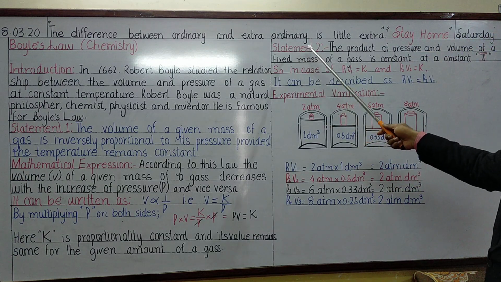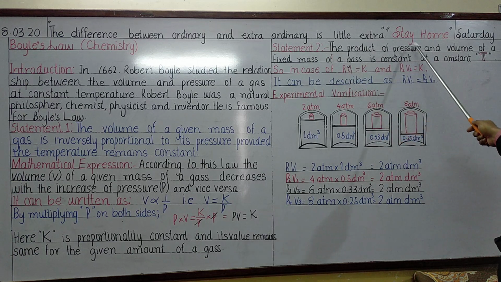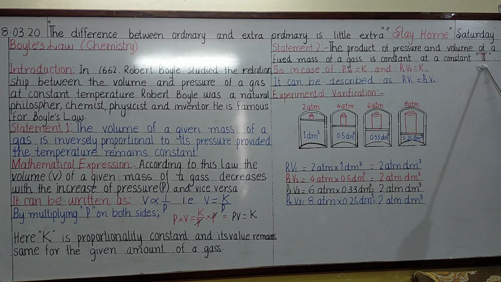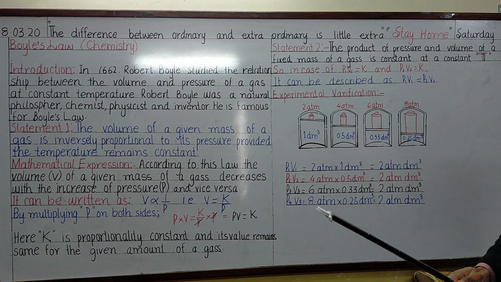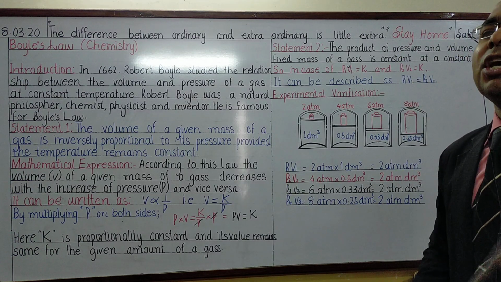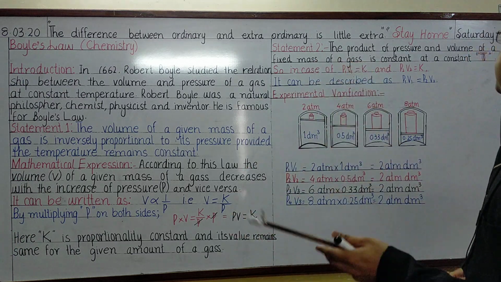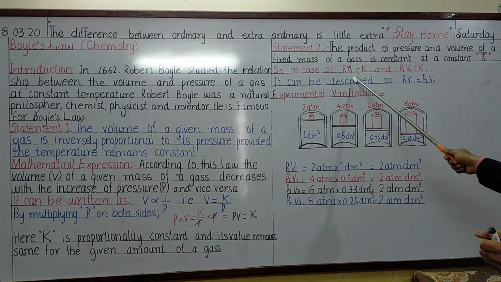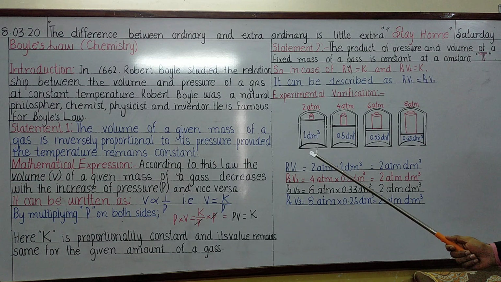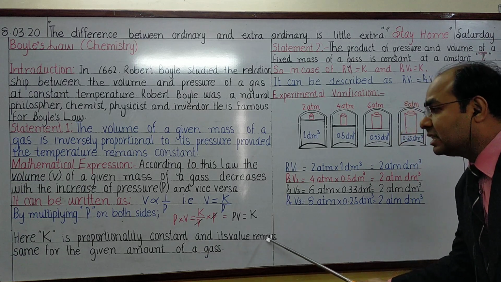So what is the statement of Boyle's law? This is also called a definition. The product of pressure and volume of a fixed mass of a gas is constant at a constant temperature. I already told you that if the temperature and the mass of a gas remain constant, the product of volume and pressure will remain the same. So P1 V1 is equal to K, and P2 V2 will also be K, because the temperature is constant. So the value of the constant remains the same.